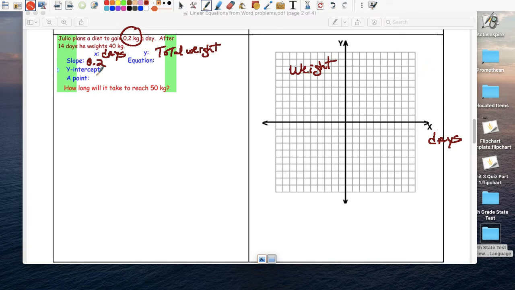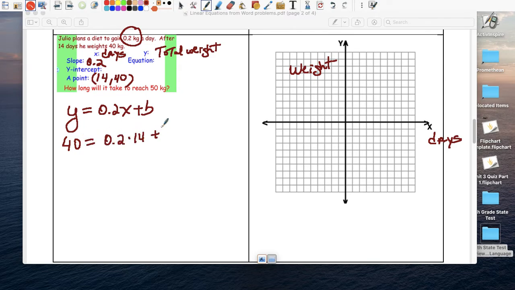Do I have a point? Yeah, I have a point. I know that at 14 days, he's 40 kilos, so there's a point there. So my equation looks like this right now: y equals 0.2x plus b. We can find the y-intercept to see what his weight was on day 0, whenever he started. We can use the point 14 and 40, so let's substitute. We get 40 equals 0.2 times 14 plus b.